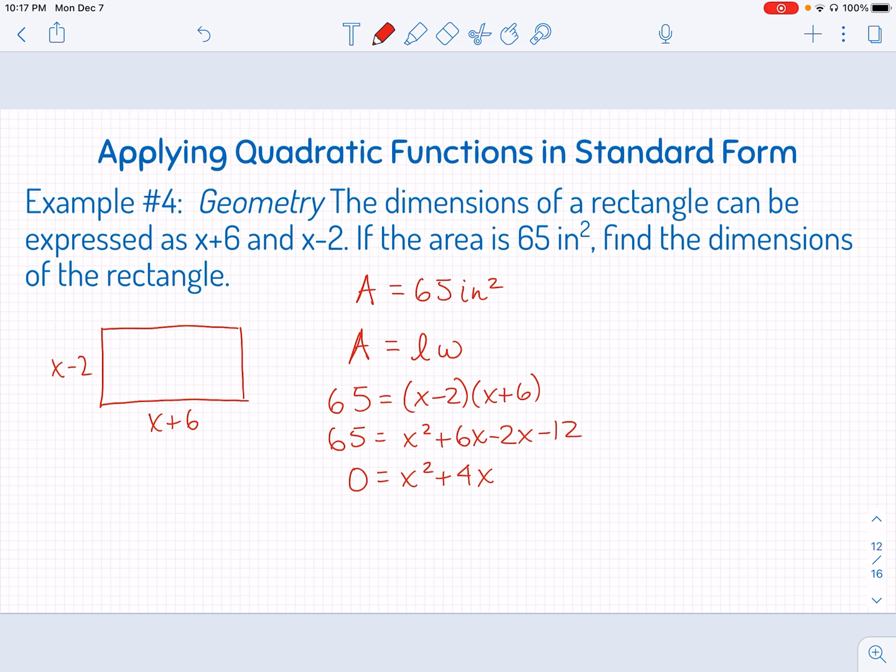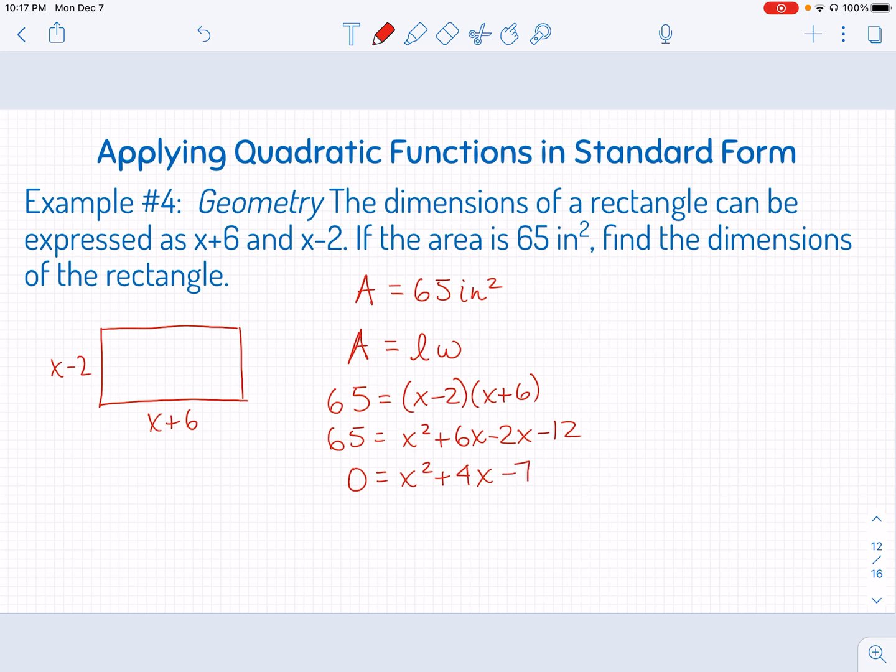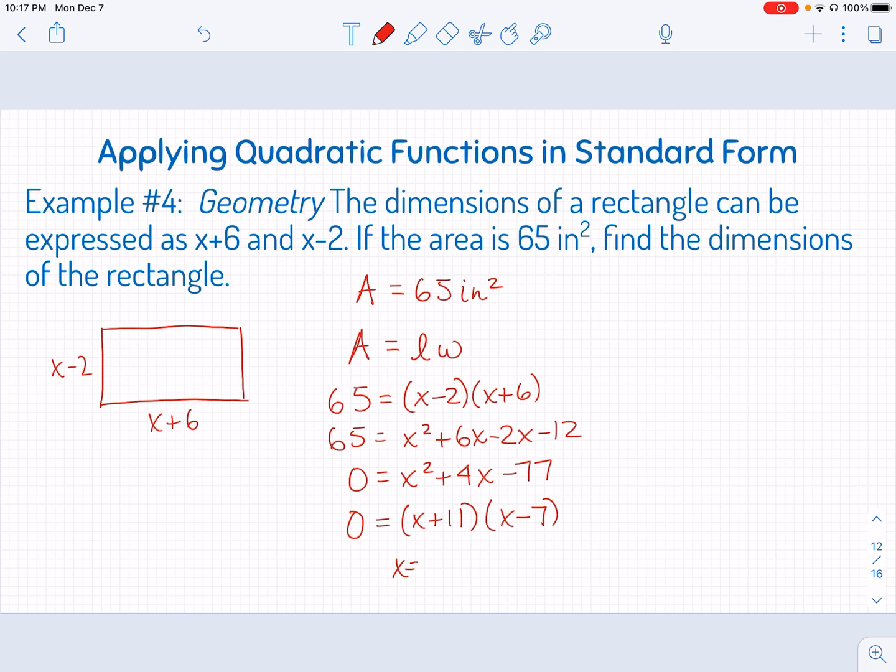So negative 12 minus 65 is negative 77. And if you can think of factors of negative 77 that add to equal 4, like in this instance, I can think of 11 and negative 7. You could factor, you could complete the square. Again, you can't use square roots because there's a b term. Or you could use the quadratic formula, of course. Then you're going to get x equals negative 11, x equals 7. But negative 11 doesn't seem like it's going to go so well for us for a dimension.